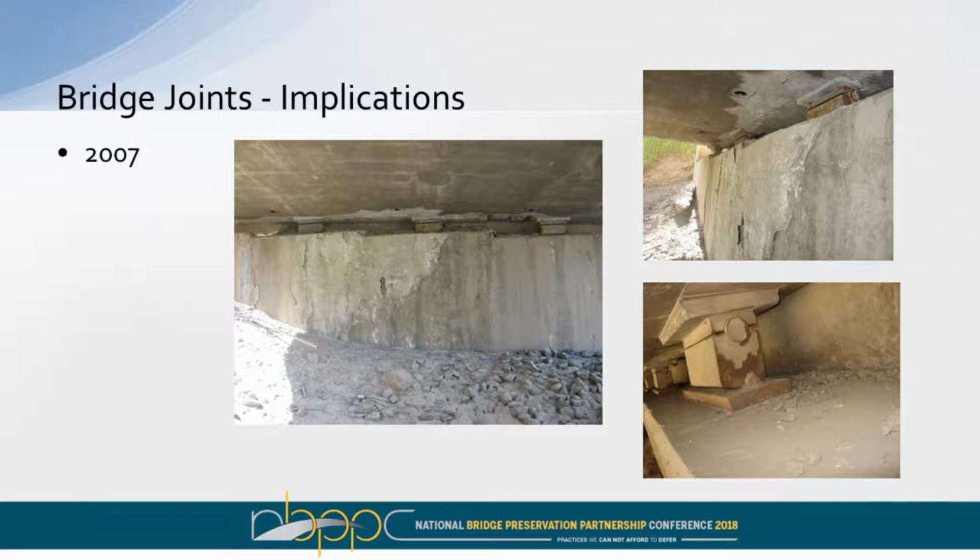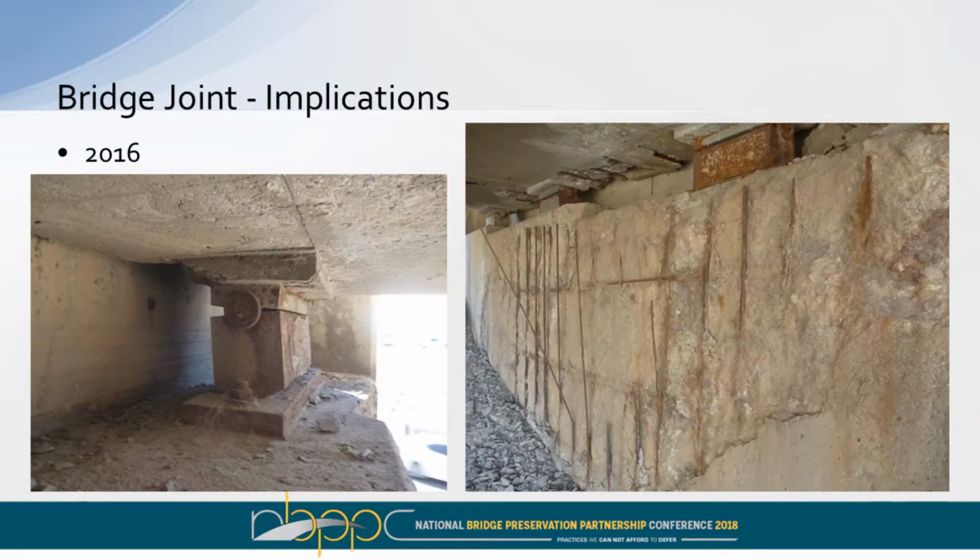This is one of our bridges that had a leaking joint back in 2007, and by the time we hit 2016, we'd lost the whole face of the abutment and all of the bearings were rusted. This is one of those minor items that, if they had documented it a little more clearly, we could have gotten out and gotten the joint replaced and sealed it up, and maybe not had to do a major rehab on the bridge quite as soon as we did.